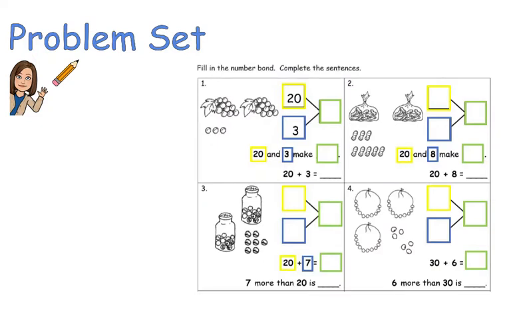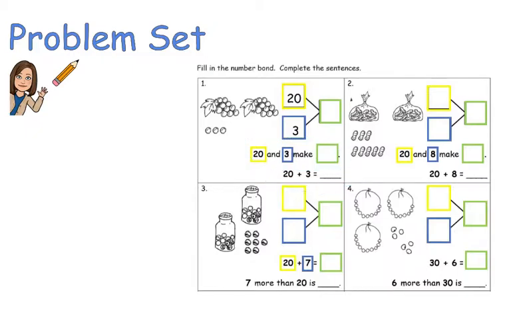Alrighty, so here's your next worksheet. I'm going to do number 1 and number 3 with you, and then you're going to do the rest by yourself, okay? So let's start with reading the directions, and then we'll do number 1. Okay, directions. Fill in the number bond. We know how to fill in number bonds. And complete the sentences. So we have to complete the sentence and the number sentence, which is what we just worked on.